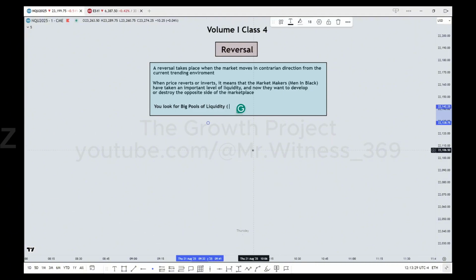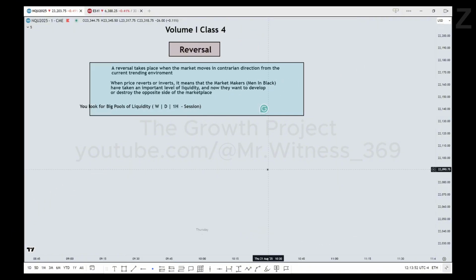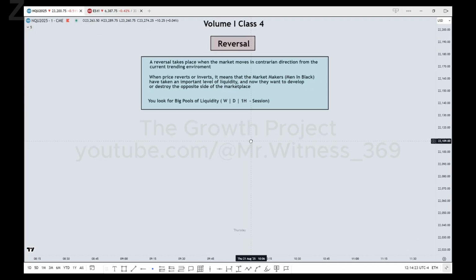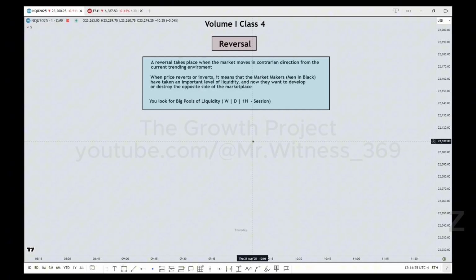So institutions and banks are always looking at the higher time frame levels, and the levels they are looking at are coming all the way from the weekly highs and lows, daily highs and lows, and then the highs and lows that Kobe mentioned, which are 1 hour or session highs and lows. So weekly highs and lows, daily highs and lows, and hourly or session highs and lows. These are the highs and lows that the market will reverse from every single day, every time.